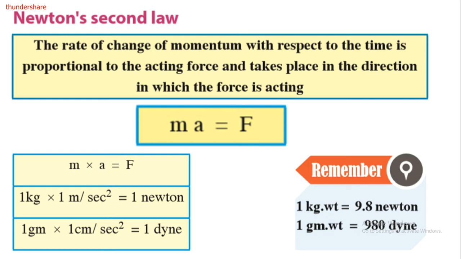If the mass is in kilogram and acceleration in meter per second square, the unit will be Newton, kilogram times meter per second square. And if the mass equals 1 gram and acceleration equals 1 centimeter per second square, the unit will be 1 dyne. To convert from Newton to dyne, just multiply by 10 to the power 5. And famous units also: 1 kilogram weight equals 9.8 Newton, and 1 gram weight equals 980 dyne.